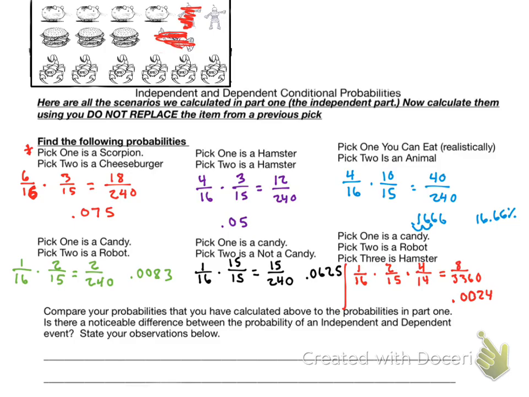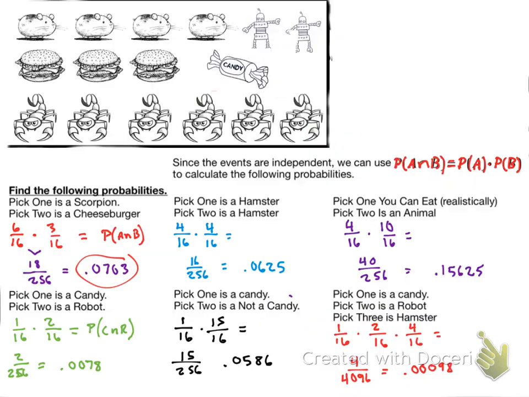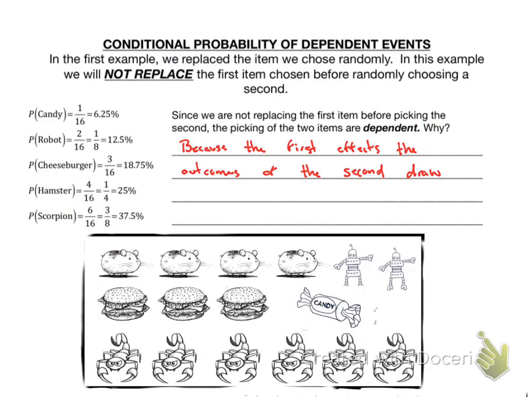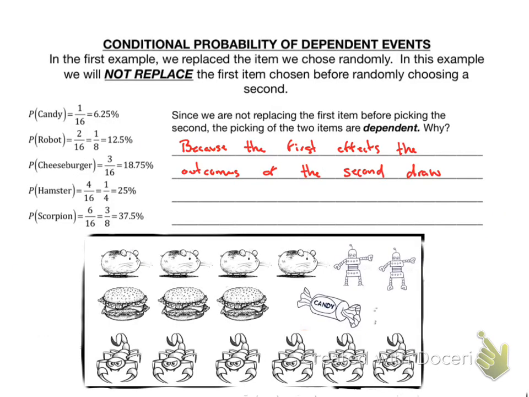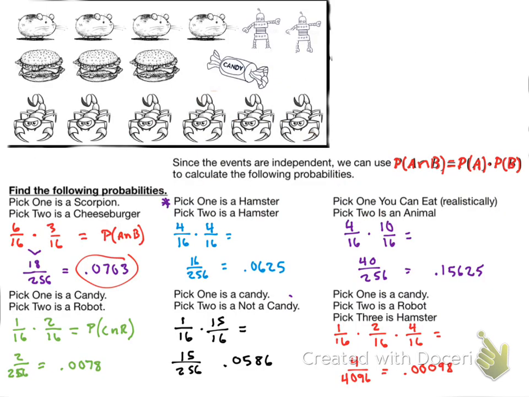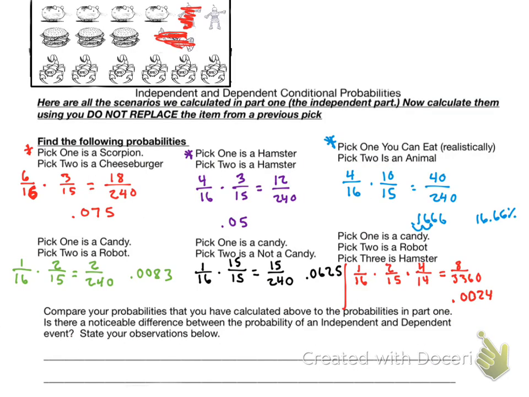Let's look at the second one. We got 0.05 or 5%. Let's see what we got on the other one. 0.06. So this one's higher. Let's look at the next one. So we got 0.116 here on the blue. 0.116. So this one was higher.